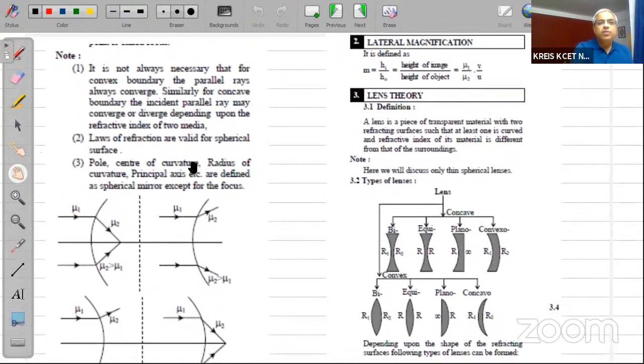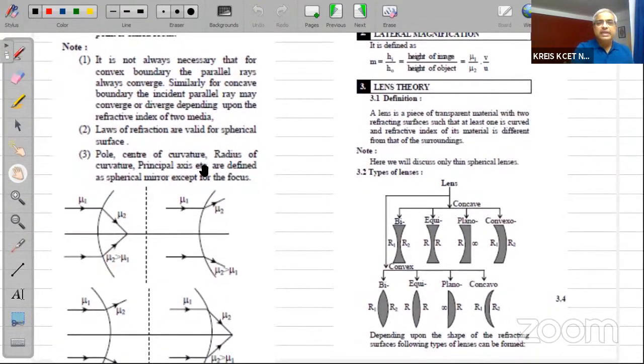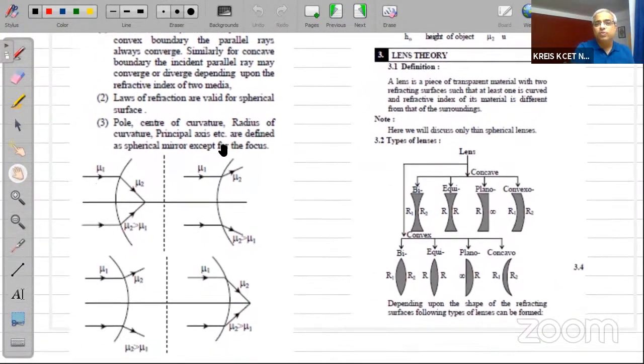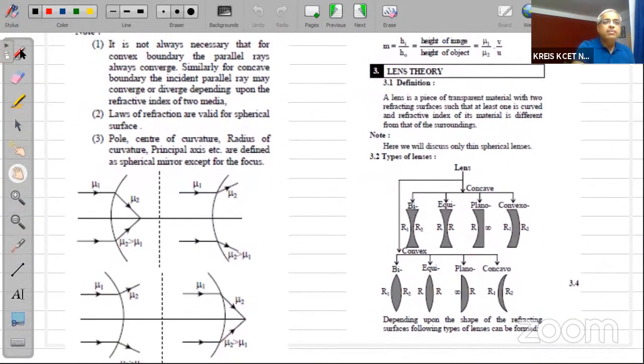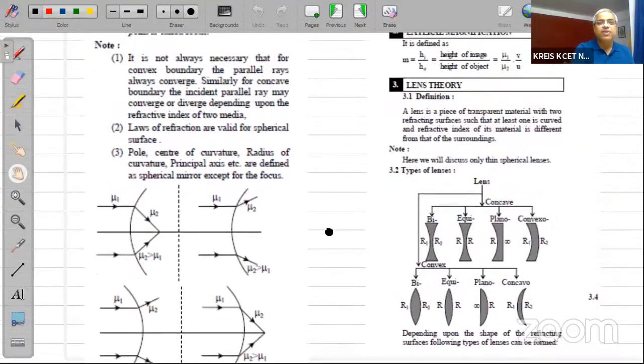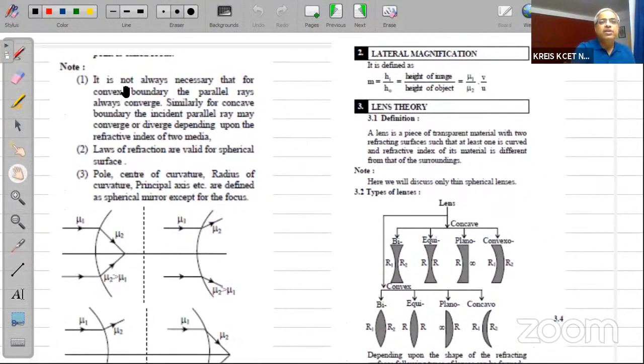ಈಗ ಒಂದೆರಡು ಇದಕ್ಕೆ ಸಂಬಂಧಪಟ್ಟಂತಹ ಉದಾಹರಣೆಗಳನ್ನ ತಗೋಬೇಕು ನಾವು. ಯಾಕೆಂದ್ರೆ ನಮಗೆ ಇರುವಂತಹ ಸ್ಪೆರಿಕಲ್ ಸರ್ಫೇಸಸ್ ಇದೆಯಲ್ಲ, ಆ ಸ್ಪೆರಿಕಲ್ ಸರ್ಫೇಸಸ್ ಒಂದ್ಸತಿ ಕನ್ವರ್ಜಿಂಗ್ ಆಗಿ ಆಕ್ಟ್ ಮಾಡುತ್ತೆ, ಮತ್ತೊಂದ್ಸತಿ ಡೈವರ್ಜಿಂಗ್ ಆಗಿ ಆಕ್ಟ್ ಕೂಡ ಮಾಡುವಂತ ಸಾಧ್ಯತೆಗಳಿರುತ್ತೆ. ಅದರಿಂದ ಯಾವ ಕೇಸಲ್ಲಿ ಕನ್ವರ್ಜಿಂಗ್ ಆಗುತ್ತೆ, ಯಾವ ಕೇಸಲ್ಲಿ ಡೈವರ್ಜಿಂಗ್ ಆಗುತ್ತೆ ಅಂತ ಅನ್ನೋದನ್ನ ಕ್ಲಿಯರ್ ಆಗಿ ನೋಡ್ಕೋಬೇಕು. ಓಕೆ, it is not always necessary that a convex boundary, the parallel rays always converge.